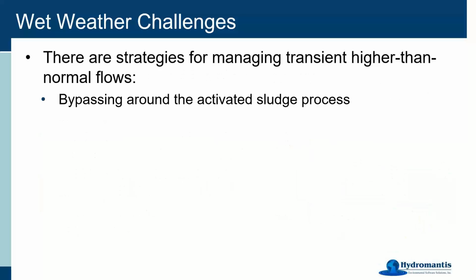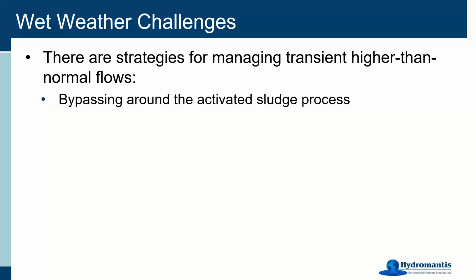So there are a few strategies for managing transient higher than normal flows. By transient, I mean dynamic, something where the flow is kind of following its daily diurnal pattern, and then it goes up to 2 or 3 or 10 times the flow for a short or maybe a long period of time, and then comes back down again. So transient meaning something where it changes and then eventually returns back to what you started with.